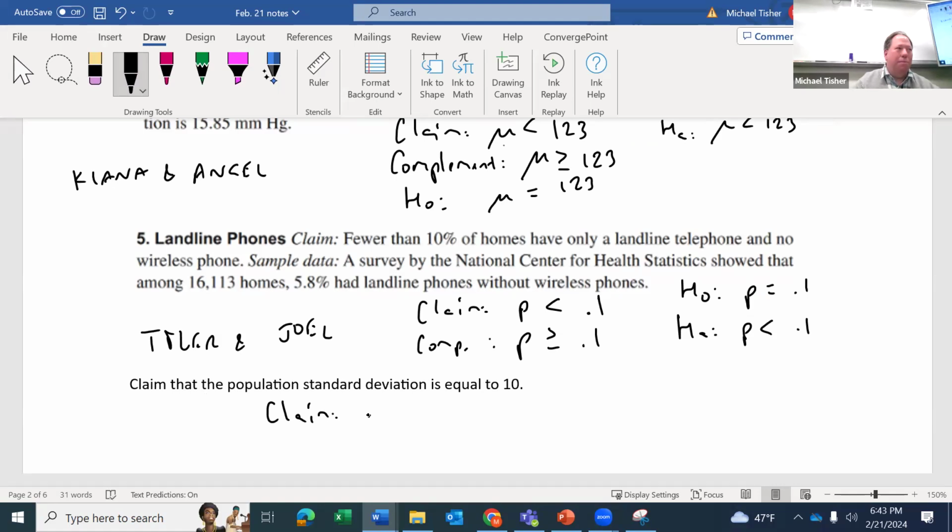So that's going to be which symbol? Lowercase sigma, yes. Sigma equal to 10, okay? And then the complement.